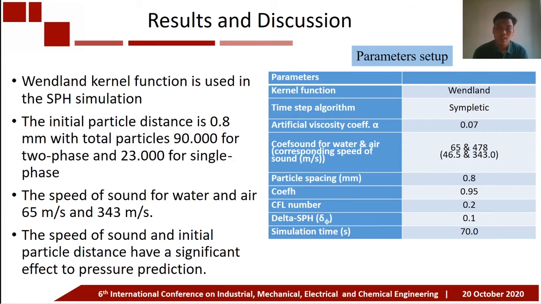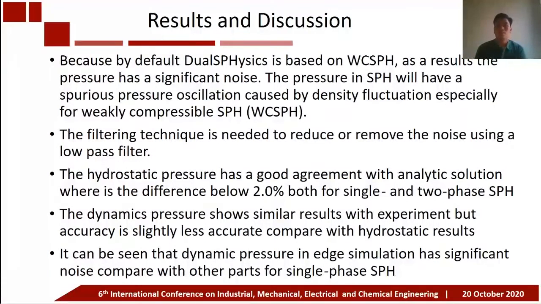The speed of sound and initial particle distance have a significant effect on pressure prediction. By default, DualSPHysics is based on weakly compressible SPH, and as a result the pressure has significant noise. The pressure in SPH will have spurious pressure oscillation caused by density fluctuation, especially for weakly compressible SPH. A filtering technique using a low-pass filter is needed to reduce or remove the noise.